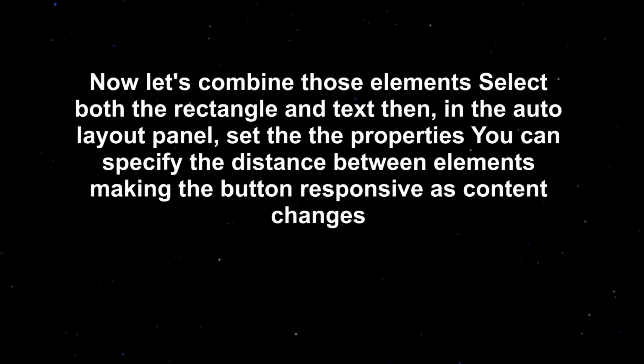Now let's combine those elements. Select both the rectangle and text. Then, in the Auto Layout panel, set the properties. You can specify the distance between elements, making the button responsive as content changes.